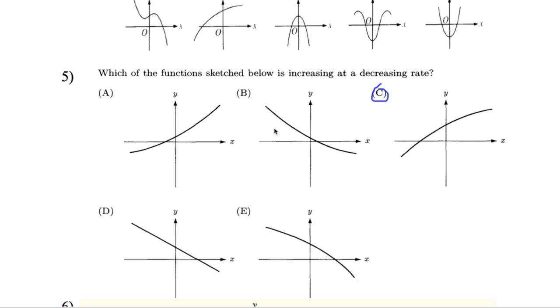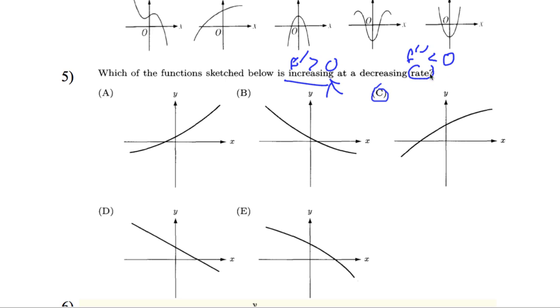Number 5. Which of these functions below is increasing at a decreasing rate? So increasing means that the slope f prime is greater than 0, that's our definition, at a decreasing rate. So this is talking about the rate of the increasing, which means whenever you see the word rate, it always means take the derivative of whatever you're talking about. So take the derivative of f prime and you get f double prime. So that means f prime is greater than 0 at a decreasing rate means f double prime is less than 0.